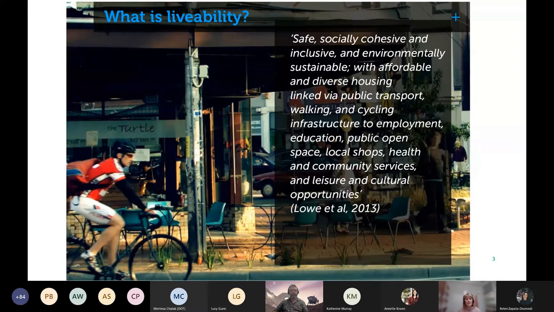It is long, but one of the real benefits of this definition is when you are talking to the community, people understand this. One of the key things I would say to people is, what are you looking for when you're looking for a new place to live? These are the sorts of things we're actually looking for in the places where we live. So that connection is really important.